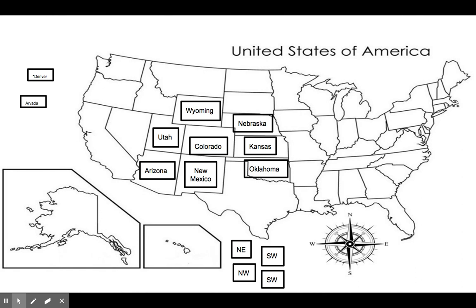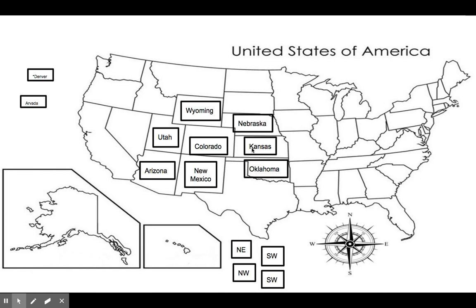So let's go ahead and look at some of the neighboring states that touch Colorado. Let's first start north. We have Wyoming, then we have Utah, we have Arizona, we have New Mexico, we have Oklahoma just barely, just a tip.